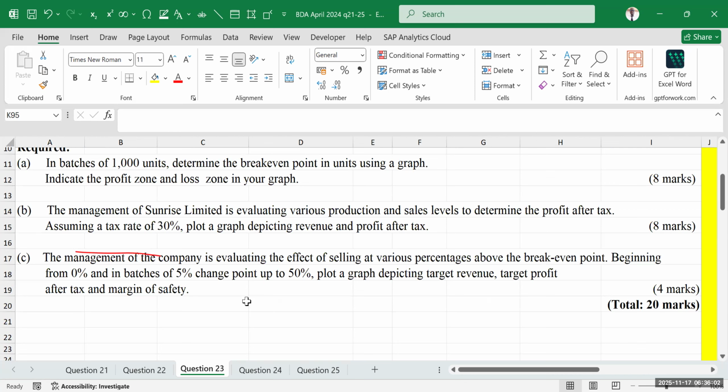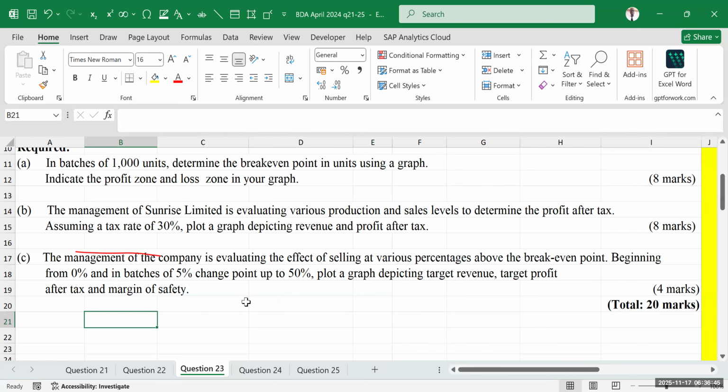Do you know what these people are trying to test? They are trying to test growth rate in a very smart way. They're trying to do forecasting, and they're telling you that it is in batches of 5%. If we are changing the break-even point in batches of 5%, what we're simply doing is growing the break-even point in units by 5%, 5%, 5%. They're giving you that range all the way to 50% in batches of 5. So 5, we go to 10, then from 10 to 15, like that.